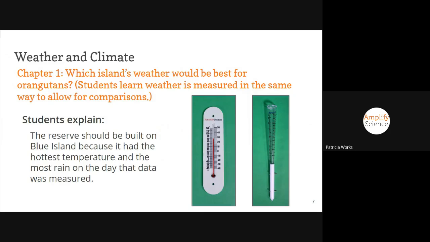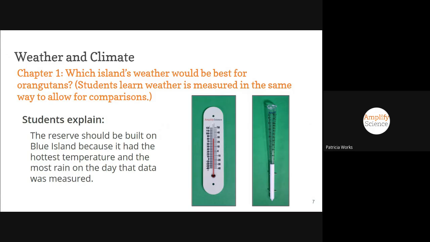In Chapter 1, students collect evidence to answer the question, which island's weather would be best for orangutans? They will investigate and learn about weather measurements, finding that weather has to be measured the same way to allow for comparisons. Key evidence sources in this chapter include students exploring ways to measure rainfall and comparing data from different measurement methods.